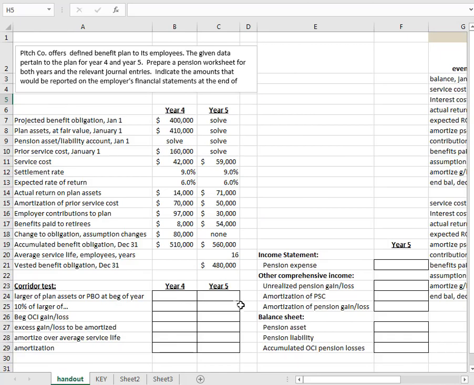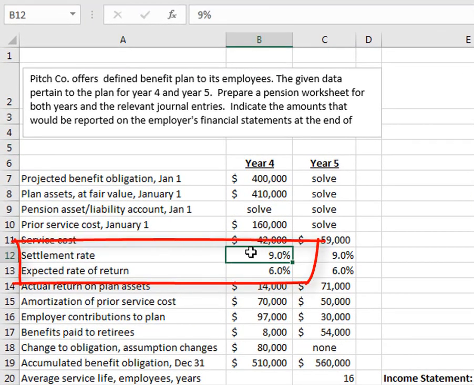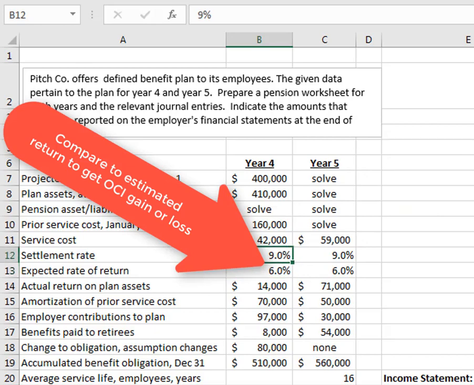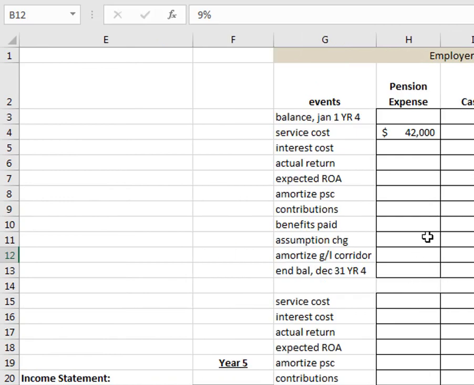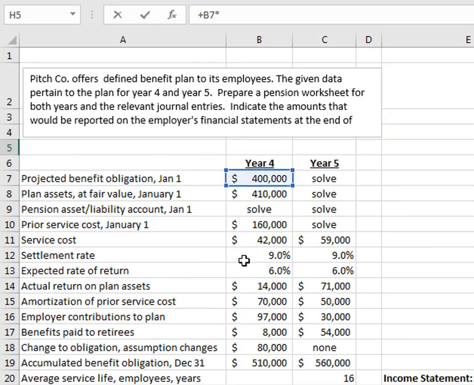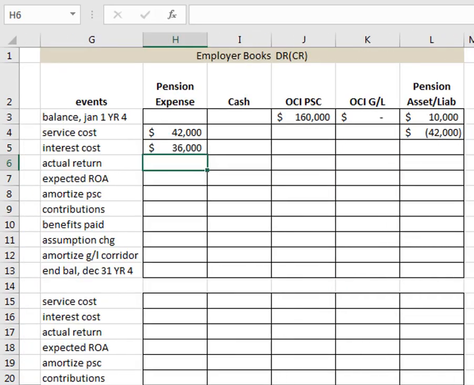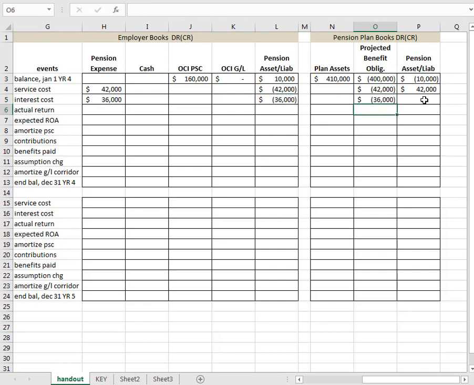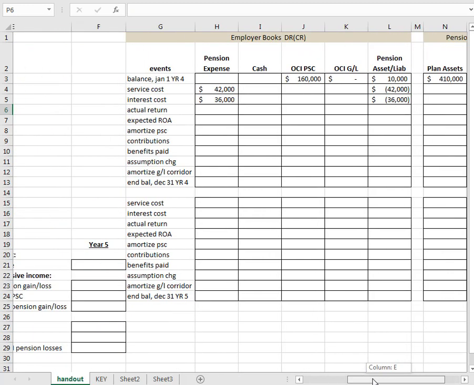Okay, what about interest cost for the year? So they tell you the settlement rate. That's the same as the discount rate. That is not the return on assets. This is the rate used to discount future payments back to the present. The return on assets is a separate percent here. So for the interest cost, we're going to use this settlement or discount rate. So the interest cost will be the obligation at the beginning of the year times this rate. All right, so the obligation goes up because you're 1 year closer to retirement. That's what the interest cost is.